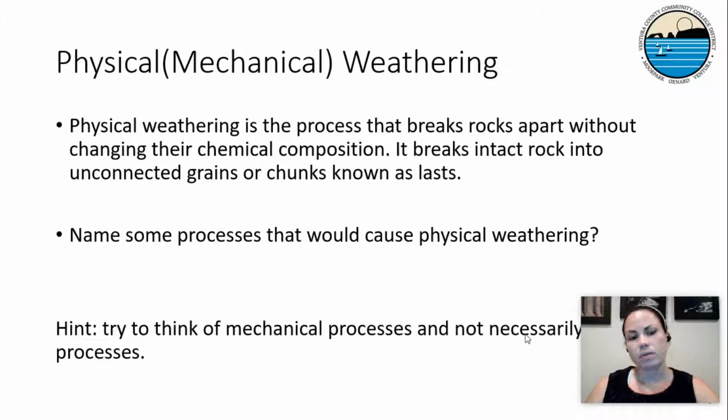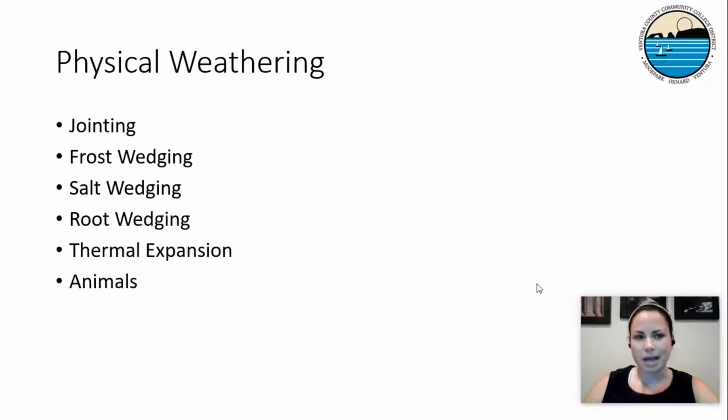So if you think about what sort of processes this would be like in the real world, what do you think would cause some physical weathering? Usually your mind thinks immediately to erosional properties, like how a river would carry sediment or something like that. But when we talk about physical weathering, it's a little bit different. Some of these may not be as instinctive to you. So here's some examples of physical weathering. We're going to go over each one at a time: jointing, frost wedging, salt wedging, root wedging, thermal expansion, and animals.